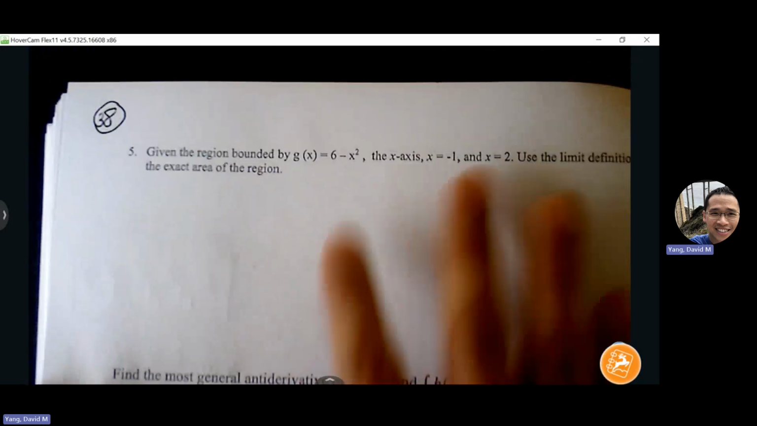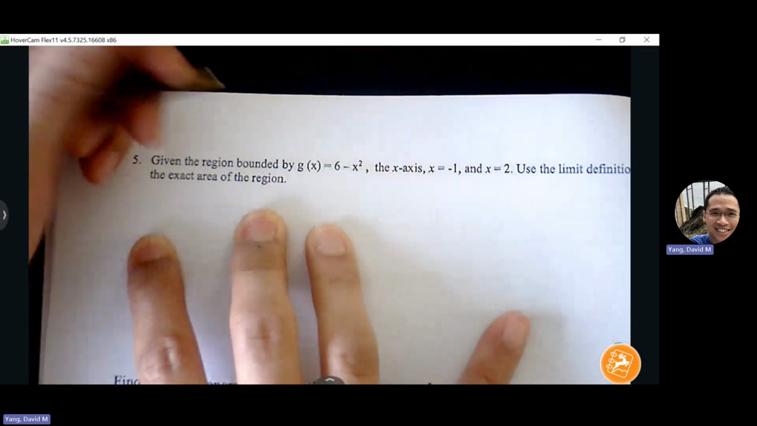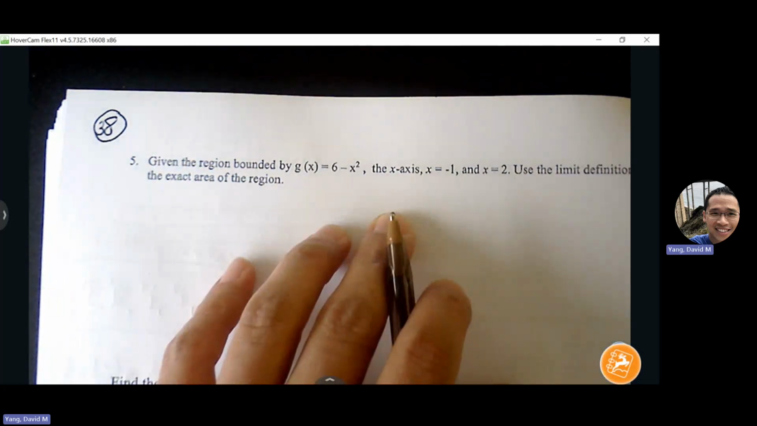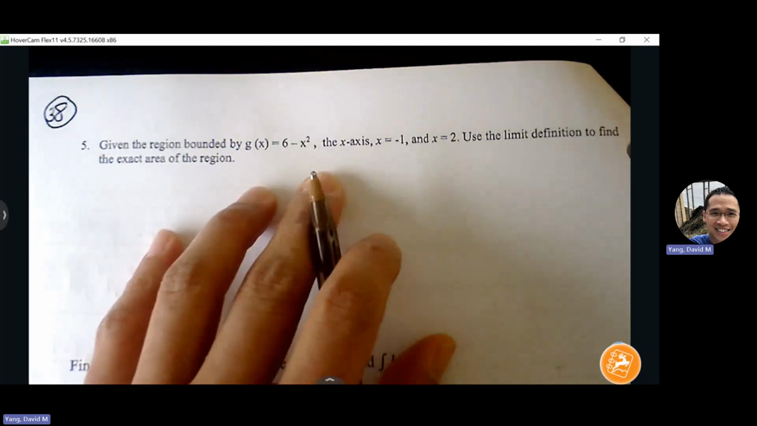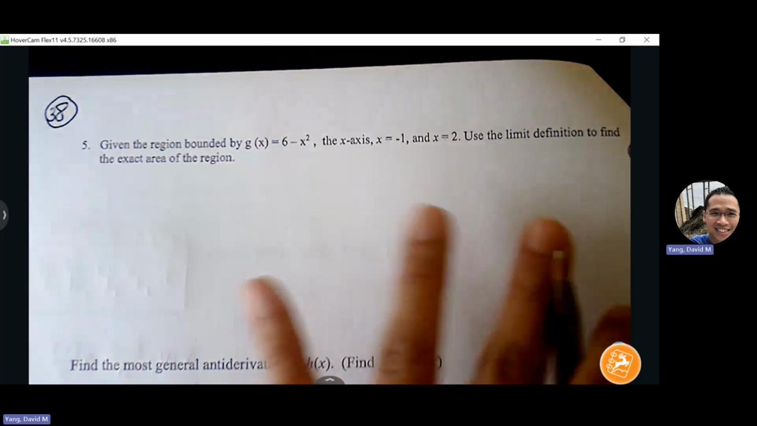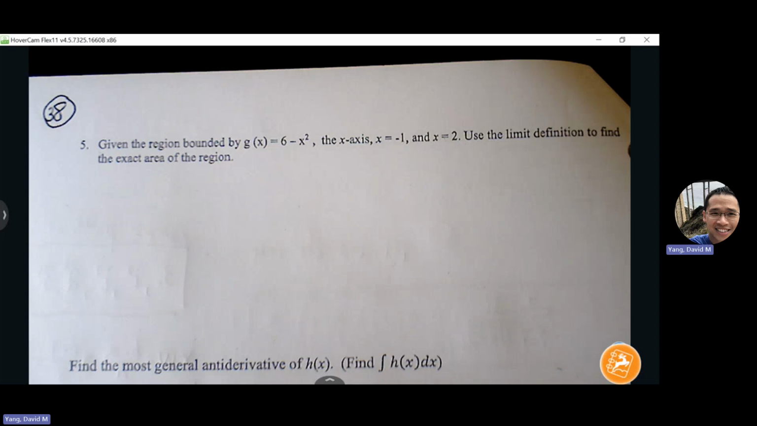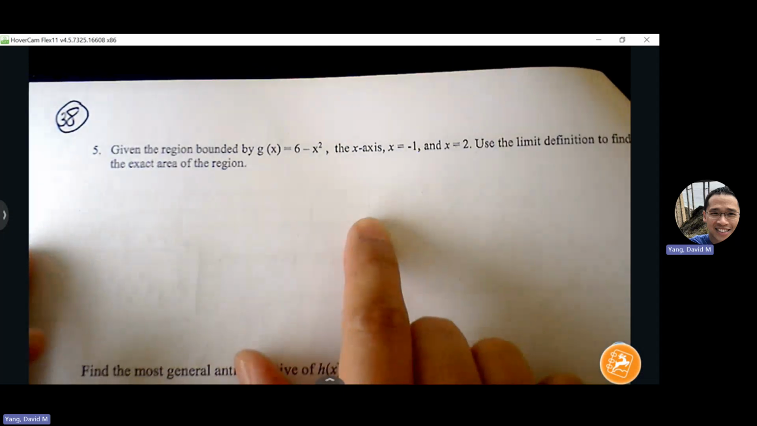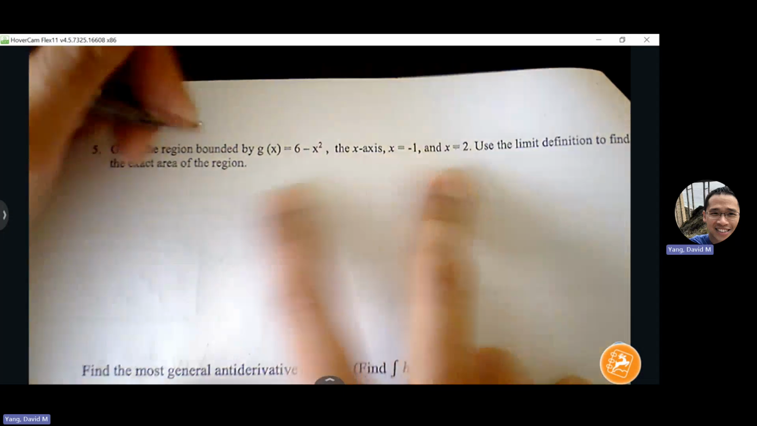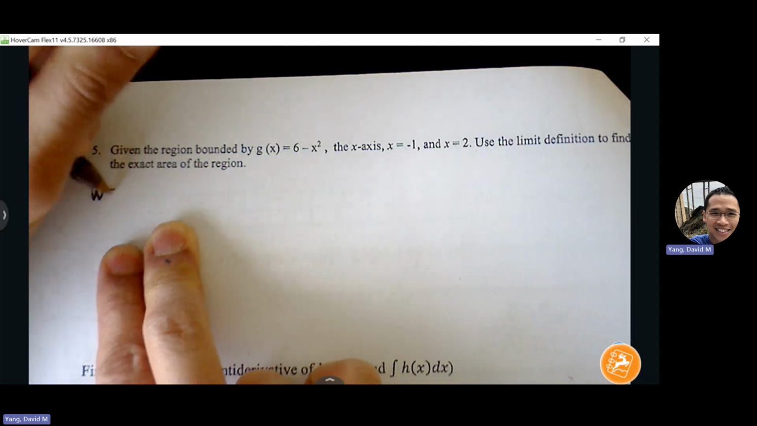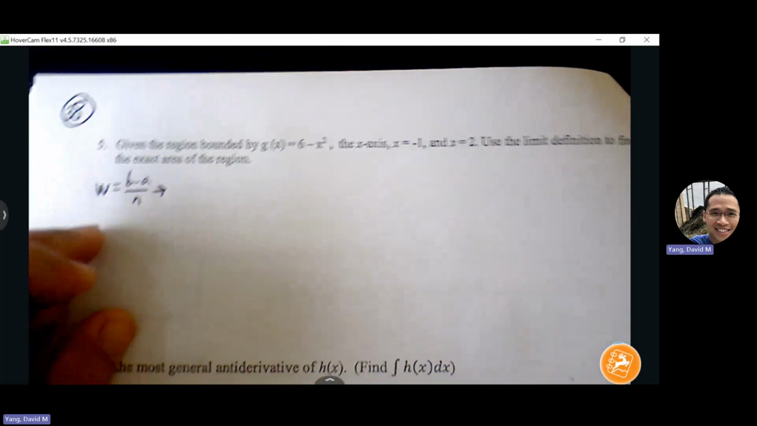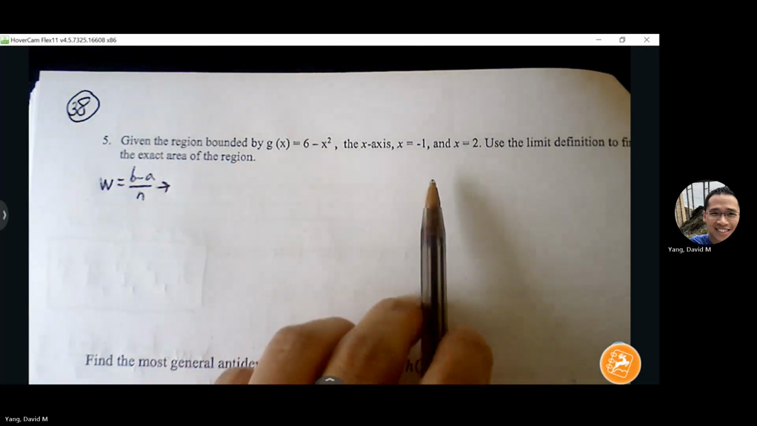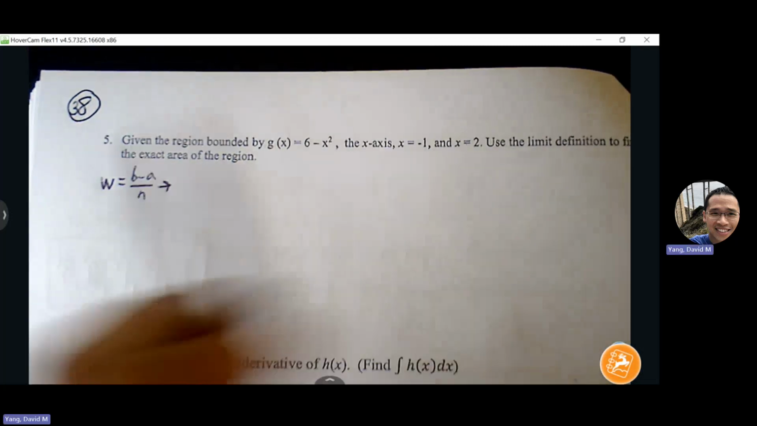We're going to start off by finding the width. Here we're not going to have an n value, right? It's not like n is 3 or n is 5. We want to leave n as n because we want to push the number of rectangles out to infinity. So we're not going to replace n with a number. Let's build the width first. Width is b minus a over n. What's my width going to be? Yeah, 2 minus -1 over n.